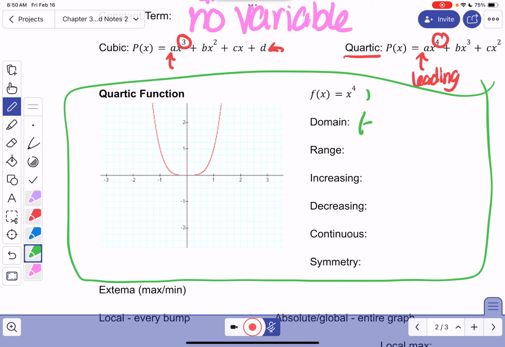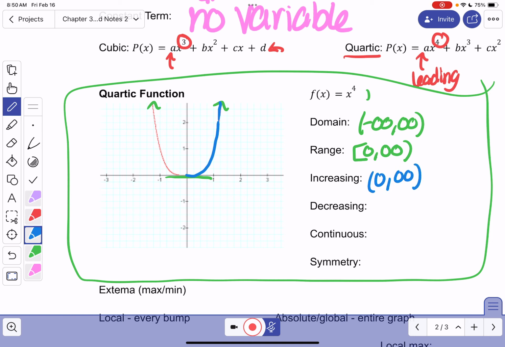Looking at that, the domain is negative infinity to infinity. It goes up forever and flattens out at 0, so the range is 0 to infinity. It is increasing on the right-hand side, so from 0 to infinity. It is decreasing on the left-hand side, so negative infinity to 0. There's no break in the graph, so it is continuous from negative infinity to infinity. And it's symmetrical about the y-axis, so it's even.